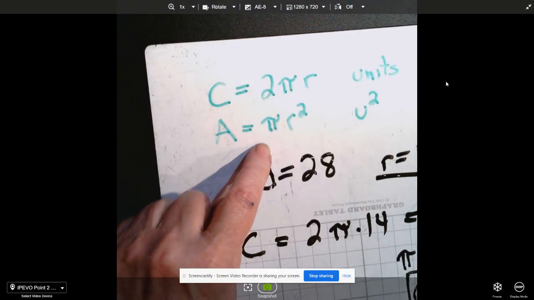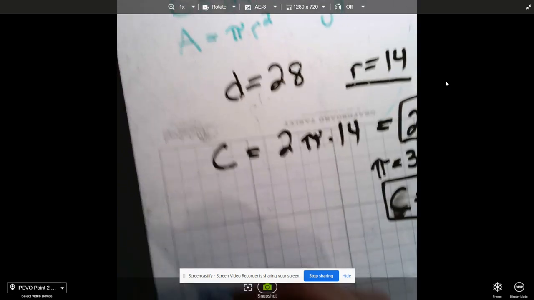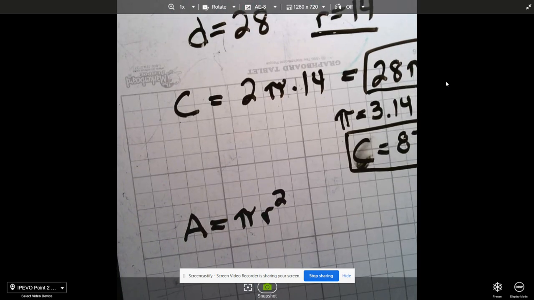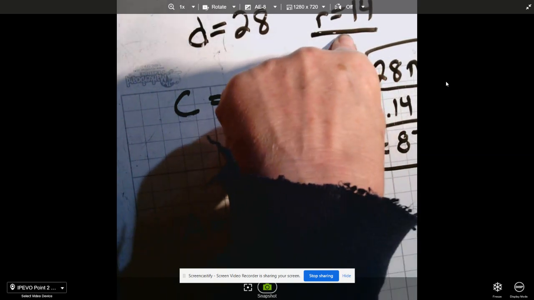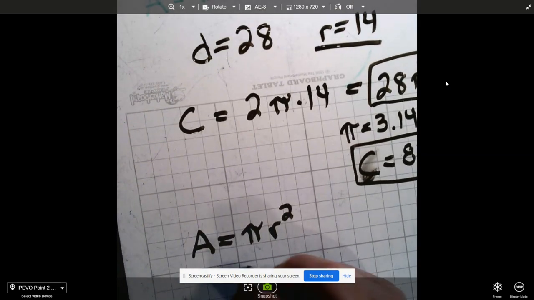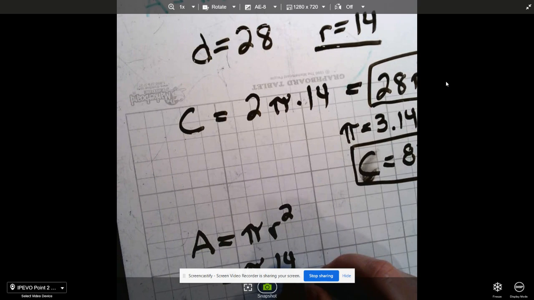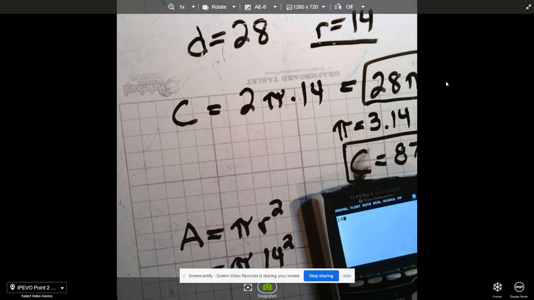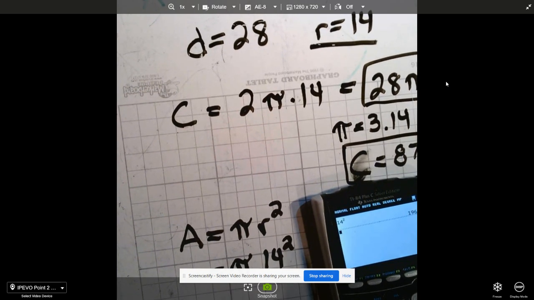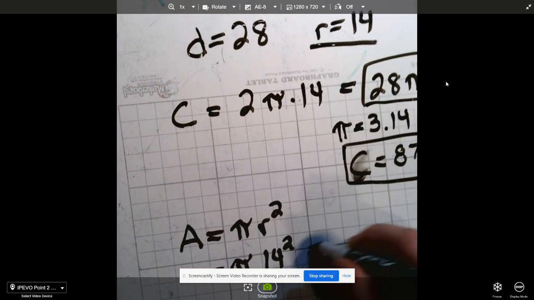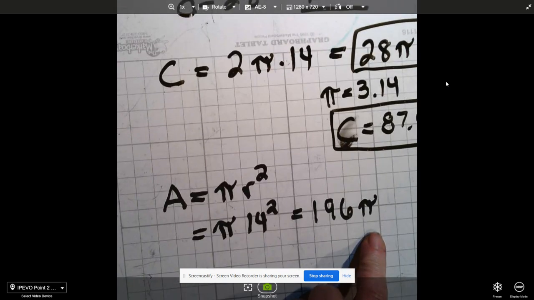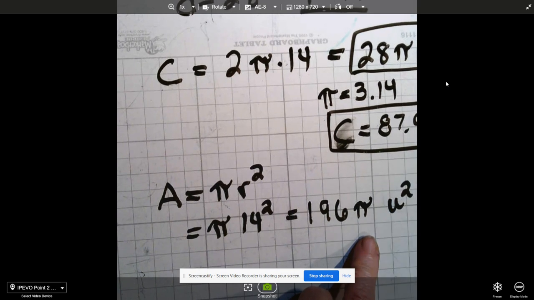And then let's find the area of that same circle. So my area formula, once again, is pi r squared. So I could leave this in terms of pi if I wanted to. Remember, my radius is 14. So the area would be pi times 14 squared. Again, you can go to your calculator. 14 squared is going to give you 196. So this could be 196 pi. Again, pi would just kind of go along for the ride. But now remember, this is units squared.